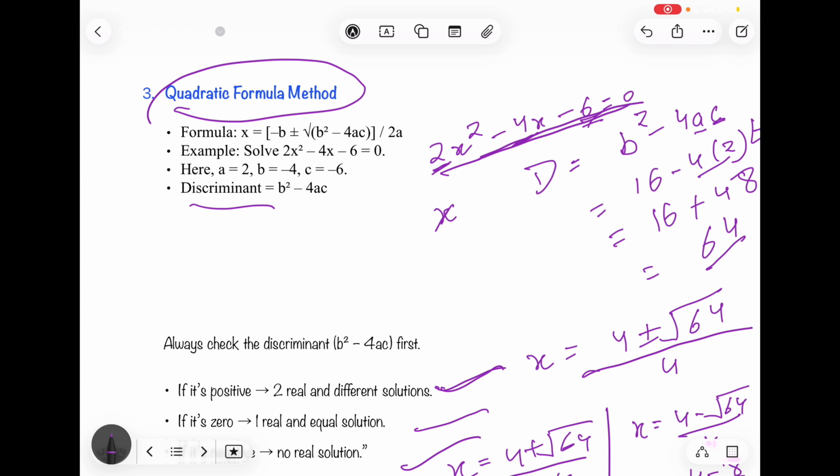And by the end of this video, we would like to know which method you like the most: factorization, completing the square, or the formula method.